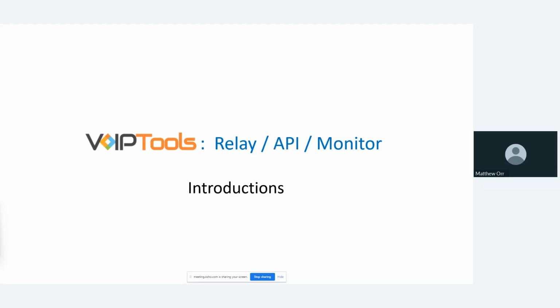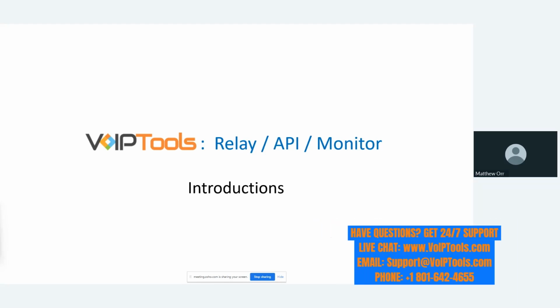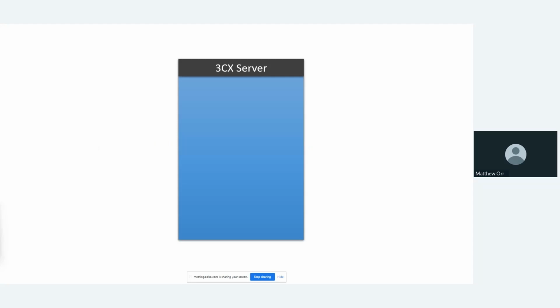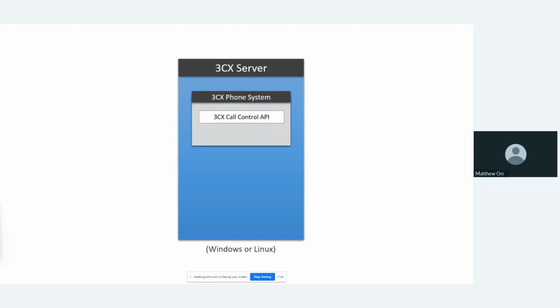So that's kind of where we start. I think the first thing that we should probably start talking about when talking about our APIs is the relay. And we support both Windows and Linux in our API. So let's talk about some of the stuff that gets installed on the 3CX server and how that relates to our API. The first thing, of course, is that you're going to install the 3CX phone system. And there's a couple of parts to that phone system when you install it, and that's the 3CX call control API and the call flow designer.